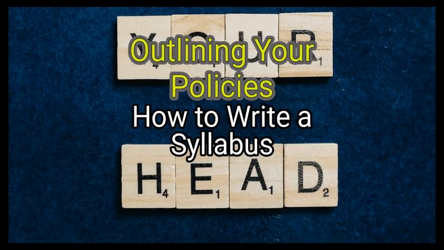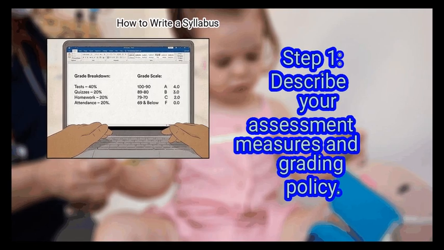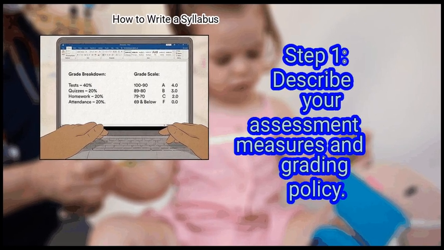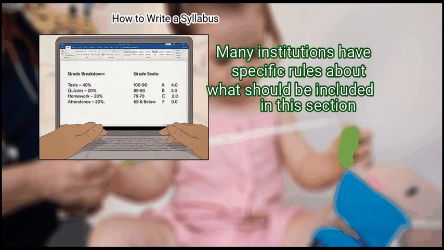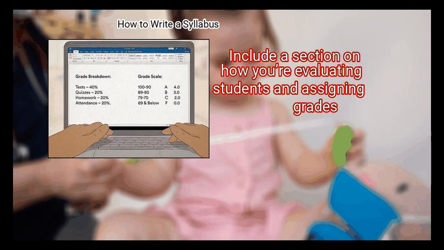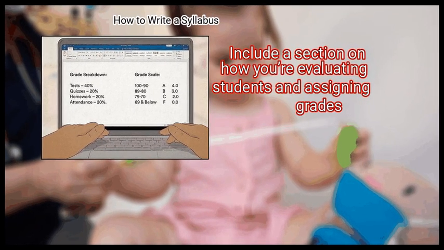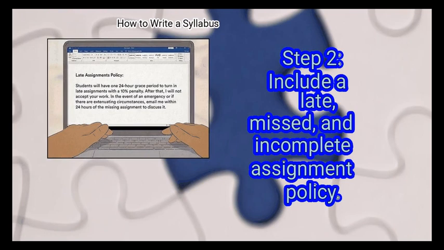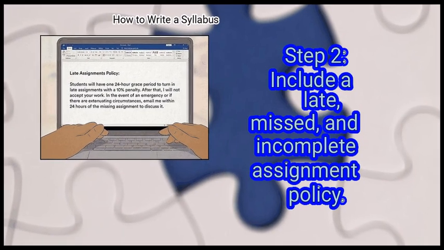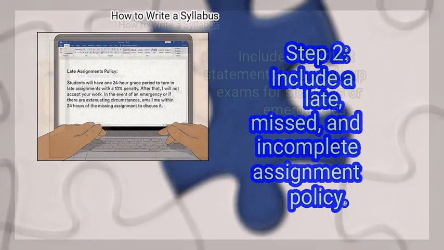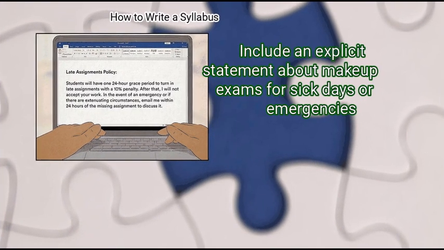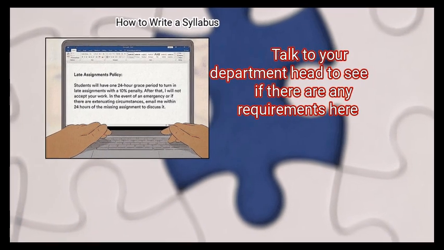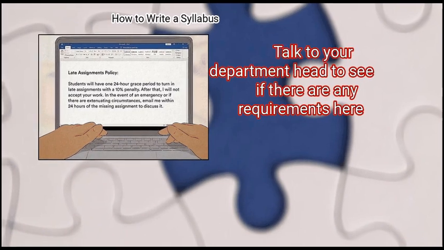Method 2. Outlining your policies. First, describe your assessment measures and grading policy. Many institutions have specific rules about what should be included in this section. Include a section on how you're evaluating students and assigning grades. Step 2. Include a late, missed, and incomplete assignment policy. Include an explicit statement about makeup exams for sick days or emergencies. Talk to your department head to see if there are any requirements here.